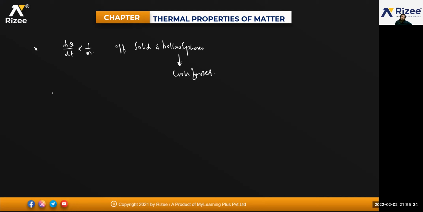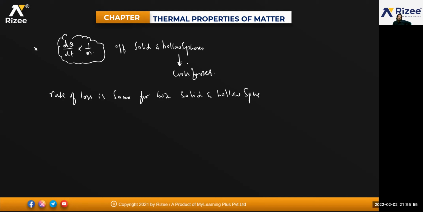But the rate of loss is the same for both of them, the solid sphere and the hollow sphere. Very important point: d theta by dt is inversely proportional to the mass of the solid and hollow sphere. The hollow sphere will cool faster, but the rate of loss is the same for both the solid sphere as well as the hollow sphere.